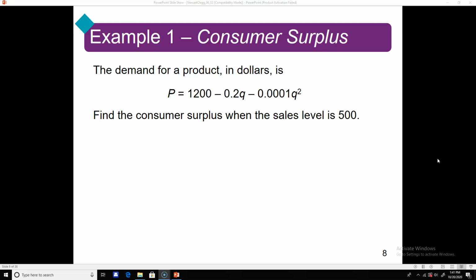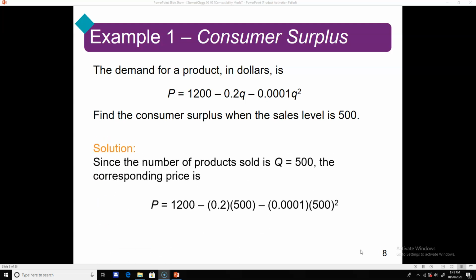Once we have that price point, that's going to give us the actual capital P value that we need to subtract from the demand curve when we do the integration. So we're going to do 1200 minus 0.2 times 500 minus 0.0001 times 500 squared. That's going to give us capital P.